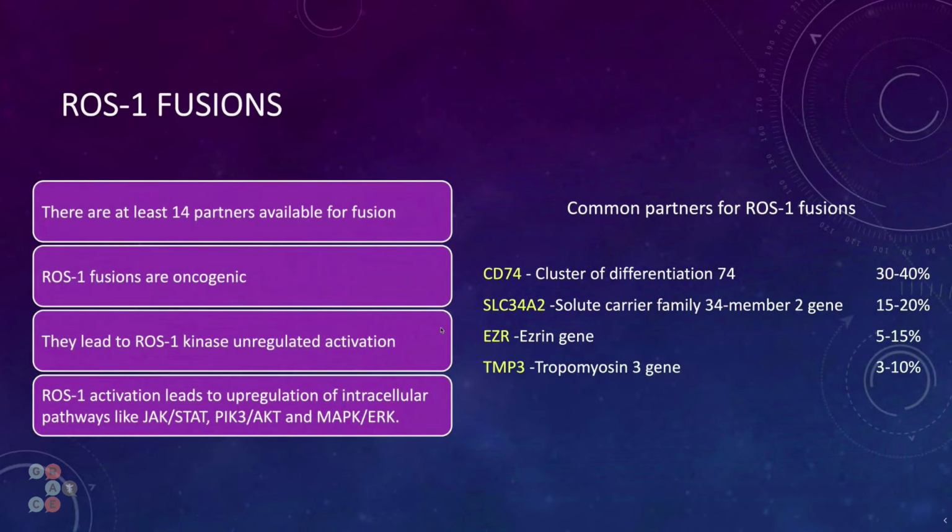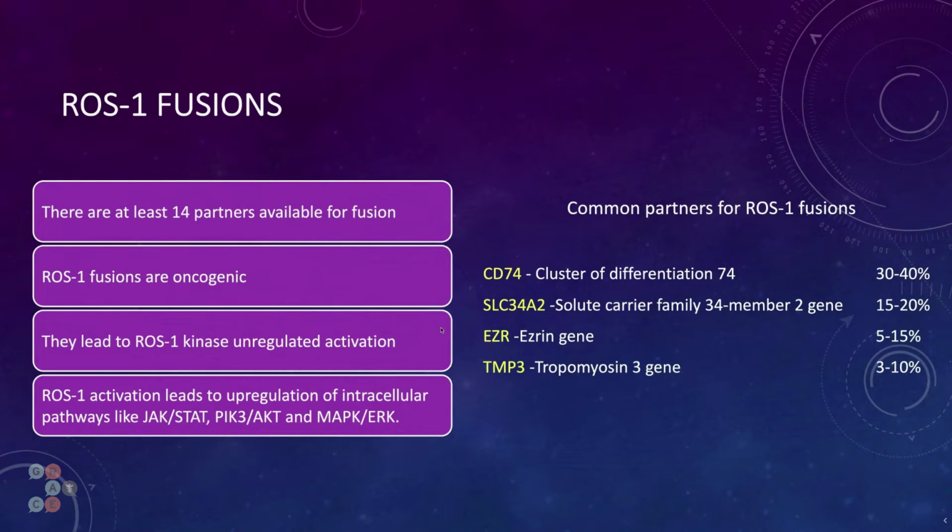So when you look at these fusions, the particular part on ROS1 is that there are at least 14 partners available for fusion that we know of. And this is different, for example, with ALK, where you have only one partner, EML4. Out of these 14 partners, the most common one that we see in lung cancer is CD74, or cluster of differentiation 74. So you have ROS1, CD74 together. In the other percentage, different partners play a role. And at this point, whether you have a CD74 or non-CD74 partner does not seem to be important yet.